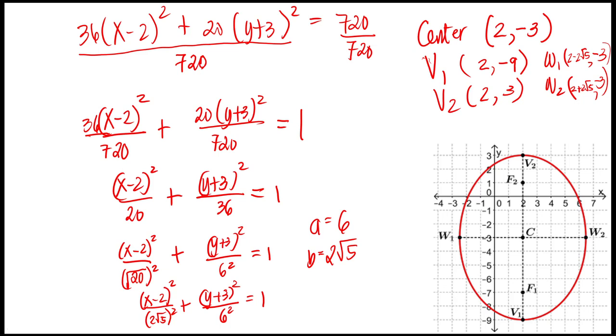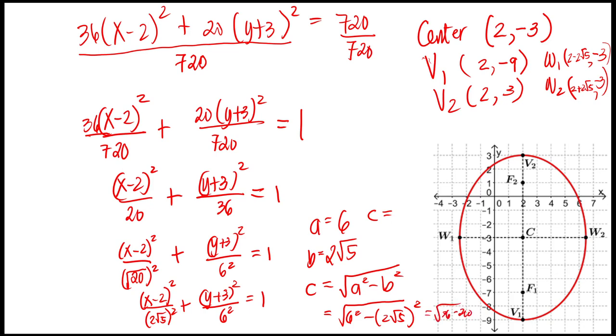Okay, how about the focus? For the focus, dapat kunin muna natin yung c. And from yung relationship natin kanina, c equals square root of a squared minus b squared. That is 6 squared minus 2 square root of 5 squared. So, solve natin, 36 ito, yung 2 square root of 5 squared is 20. So, square root ng 36 minus 20 is square root of 16. Square root of 16 is 4. Okay, so ang center to focus natin ay 4.